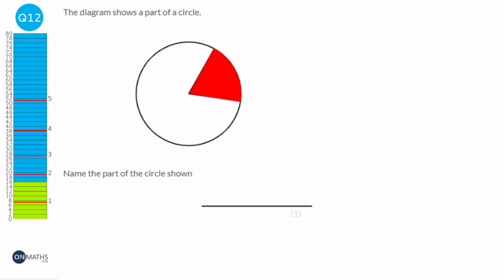So you do need to know the parts of a circle. The full distance around the circle is called the circumference. If you've got a little bit of it, it's an arc. If you've got a line across it, that would be a chord. And the part that's kind of trapped in there is called a segment. Then if you've got a line across the circle going through the centre, that's a diameter. If you've got a line just going to the centre, then that's called a radius. If you've got a line that touches the circle just on one point, like that, that's a tangent. But in this case, we have a sector.